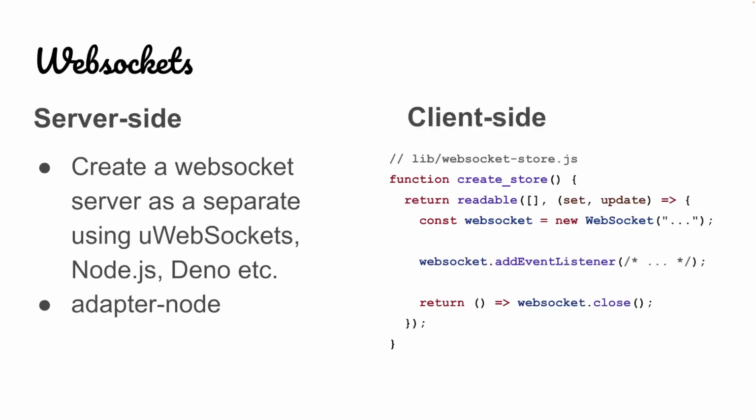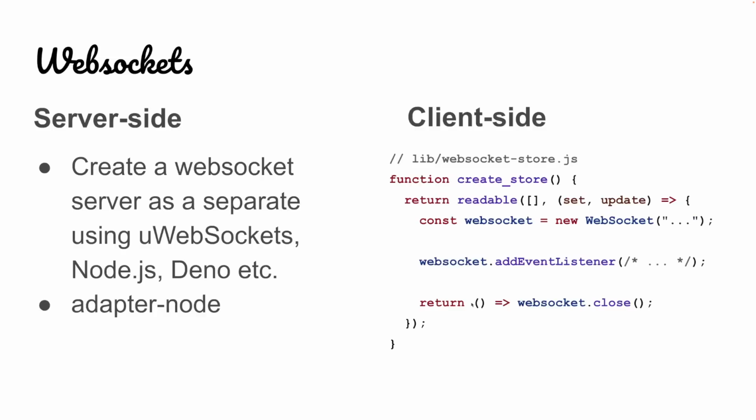We just create a WebSocket connection using the WebSocket interface, which is built into the browsers. Then we listen for events, and what you don't see here is that in the event listener, this is where you would call update to update the store's value. Then we return a function that closes the WebSocket. So now every time you import the store and use it, the store will automatically connect to the server and also close automatically if there are no subscribers. So it's very easy. You don't have to think about when to open the connection or when to close it.